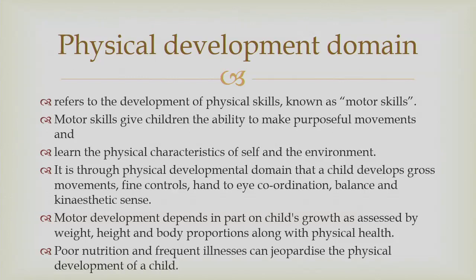What about how they move their body? What is it that is on their body in relation to their environment? And also, they develop gross movements, that is movements of the bigger parts of the body. The fine controls, that is your fingers to write with, small movements. Hand-to-eye coordination. In school, we write and we also move our eyes together with our hand. So such coordination is very, very important for our children.